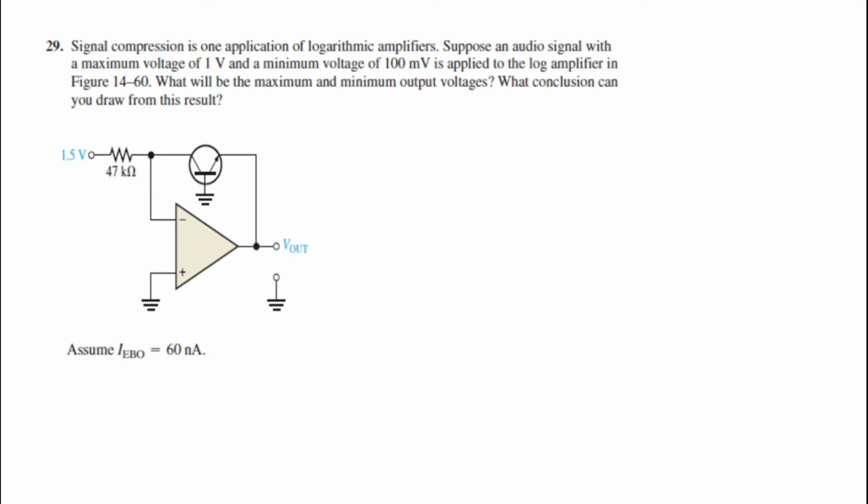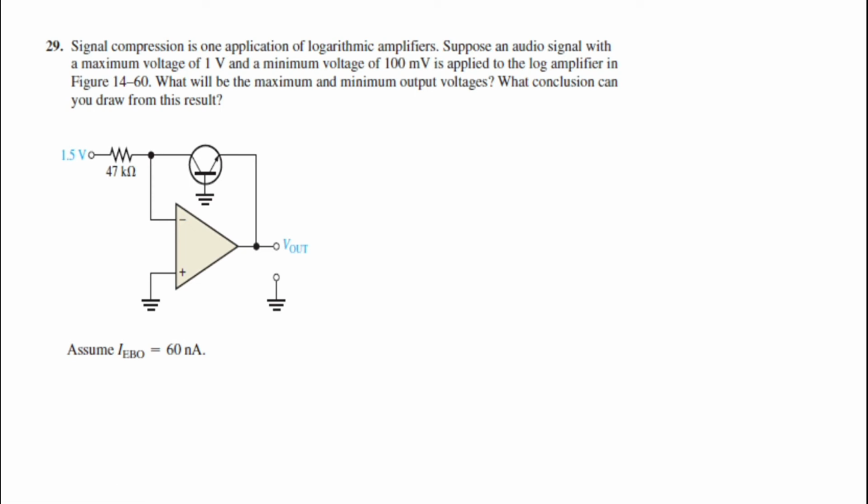Moving on to the last question, question number 29. For this circuit, this is a logarithmic amplifier. The question reads: signal compression is one application of logarithmic amplifiers. Suppose an audio signal with a maximum voltage of 1 volt and a minimum voltage of 100 millivolt is applied to the log amplifier in figure 1460. What will be the maximum and the minimum output voltage? What conclusion can you draw from this result?